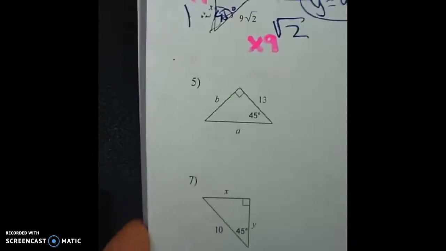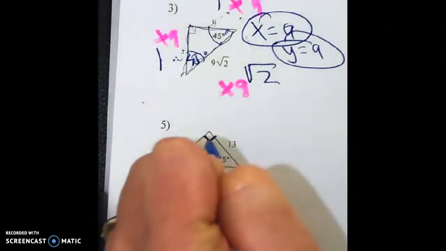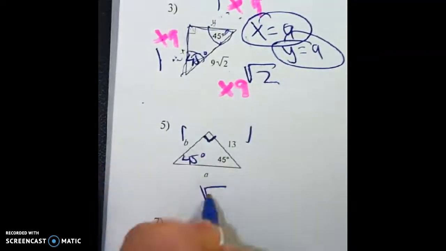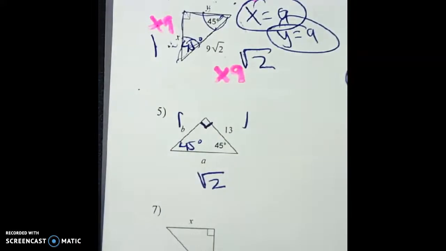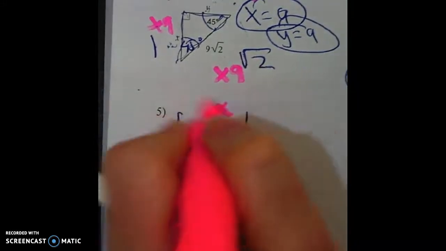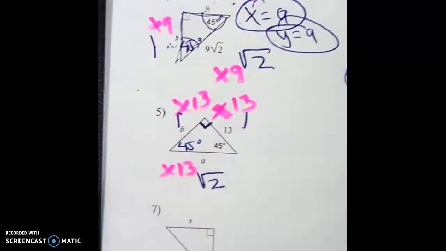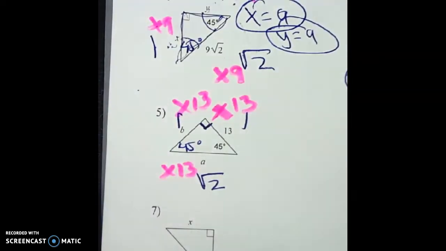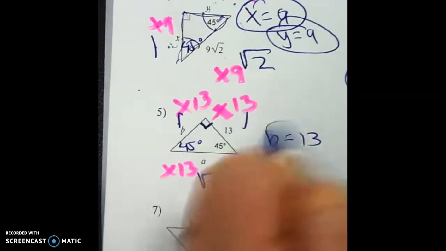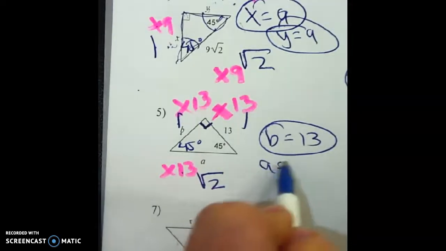All right, let's go to number 5. Number 5, we got to remember that these are the legs. So since these are the legs, and this is 45 degrees, this is 1, 1, long side is always rad 2. Do you need to memorize that? Yes. So 1 times what number is 13? Times 13. That means this is also times 13, and this is also times 13. You've got to multiply the same thing. So that means 1 times 13 is 13. B equals 13. 13 times rad 2 is 13 rad 2.